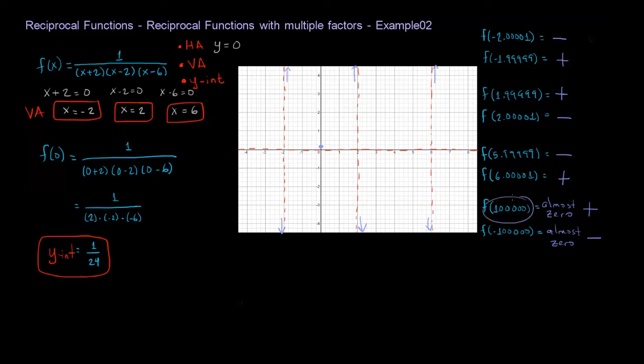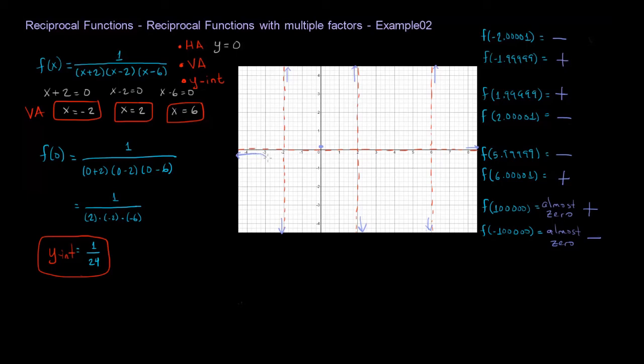Now, if you evaluate a super big positive number, you get almost 0 but positive. That is slightly above the x-axis around here, which makes sense because we cannot cross this horizontal asymptote. And with a super big negative number, you get almost 0 but negative. That is to say, slightly below the x-axis on this part of the graph. Now the only thing left is to join up these arrows.